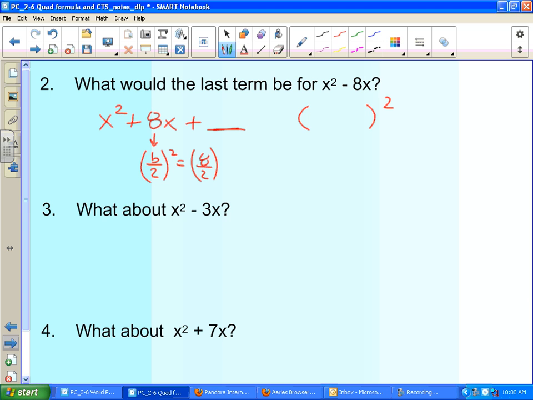Oh, yeah, thank you. I wasn't paying attention to the negative sign. Very good. So minus 8. So this is negative 8 over 2 squared, or negative 4 squared, or 16.